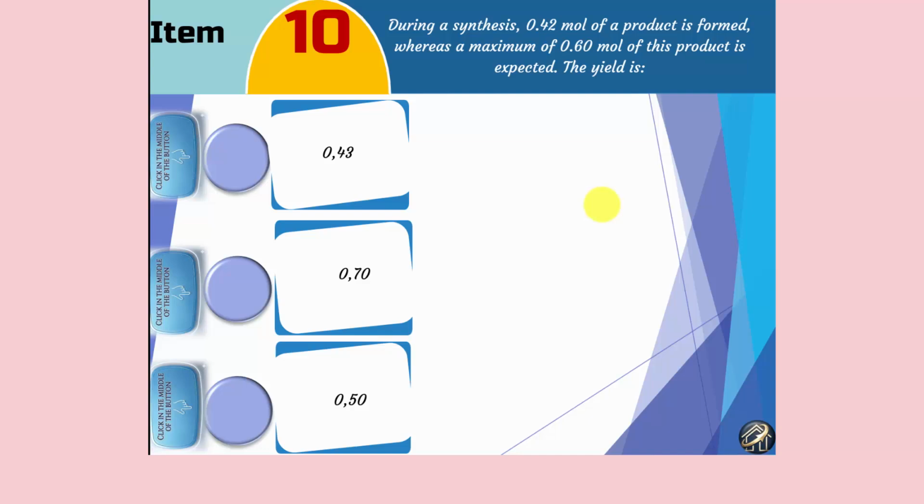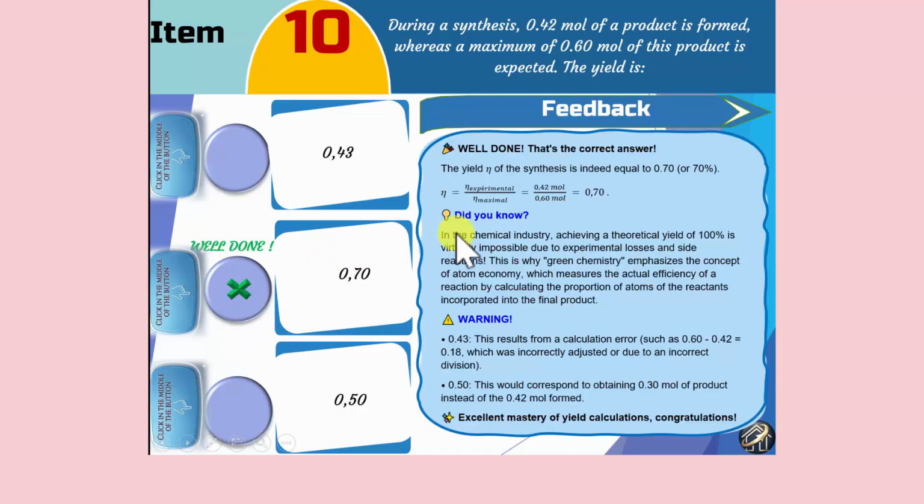During this synthesis, 0.42 moles of product are obtained, compared with a maximum expected amount of 0.60 moles. To calculate the yield, I divide the experimental amount by the maximum amount, 0.42 divided by 0.60, which gives 0.70 or 70%. The values 0.43 and 0.50 come from calculation errors or from assuming a different product amount. A perfect 100% yield is rarely achievable because of experimental losses and side reactions. This is why green chemistry also considers atom economy, or how efficiently reactant atoms become part of the final product.